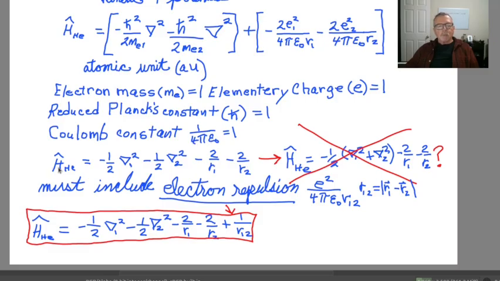Here we go. I'm going to plug those things in. It just becomes 1/2, 1/2, 2 over r1, and 2 over r2. So we're done. Nope. What have we forgotten? We have forgotten electron repulsion. Electron repulsion has 2 electrons and the distance between the 2 electrons. That's what that r12 there is.